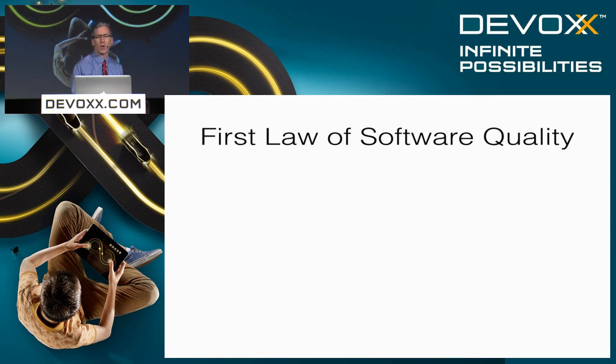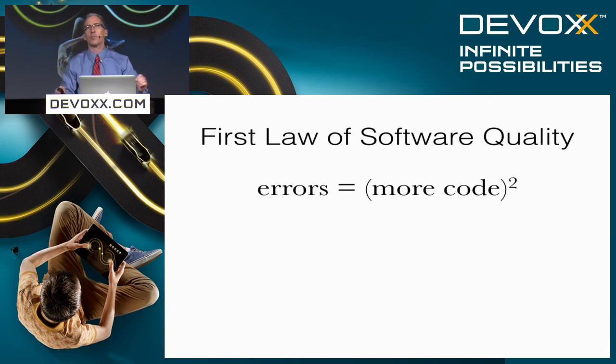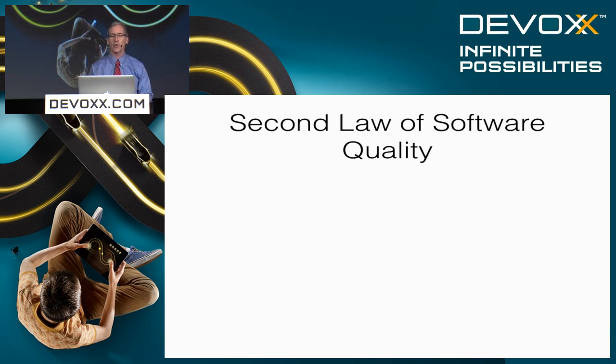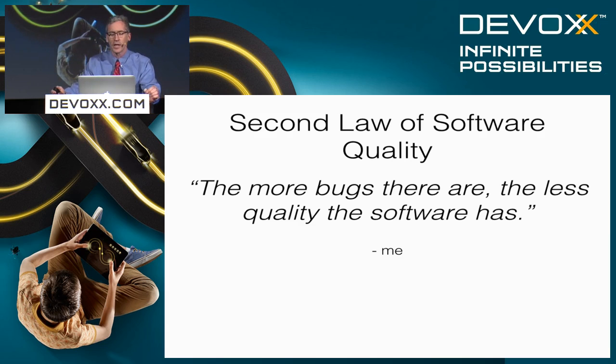I can also rewrite this as follows. The number of errors equals the amount of more code squared. It's slightly awkward, but it's more conveniently written like this. Just calls out to you, doesn't it? It looks very familiar. You glom onto it immediately. I have a second law of software quality that goes like this. The more bugs there are, the less quality that software has. Again, you can quote me on it, and I'll bill you later.